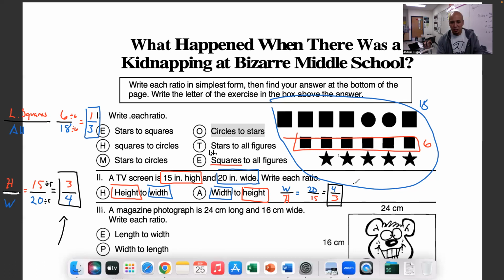So again, do not be confused. Make sure that you keep a consistent order and that you're always simplifying wherever possible. It doesn't matter if it's an improper fraction, leave it as a fraction. Don't make it into a mixed number, and make sure that you're simplifying.